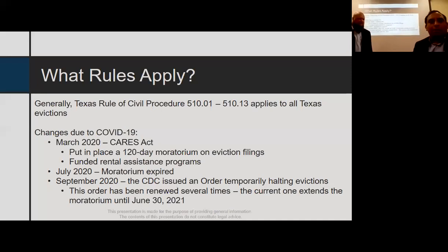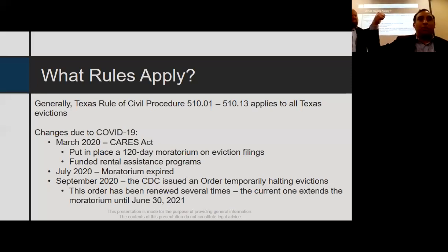So March 2020, you know, our world changed. The CARES Act was passed by Congress, and that put in place a 120-day federal moratorium on eviction, any eviction filings. And it also provided funding for rental assistance programs. All right, so that was pretty clear. Congress acted. They said 120 days, no evictions. We're at the beginning of the pandemic. Makes sense, right? I mean, it made sense. But then in July, that moratorium expired.